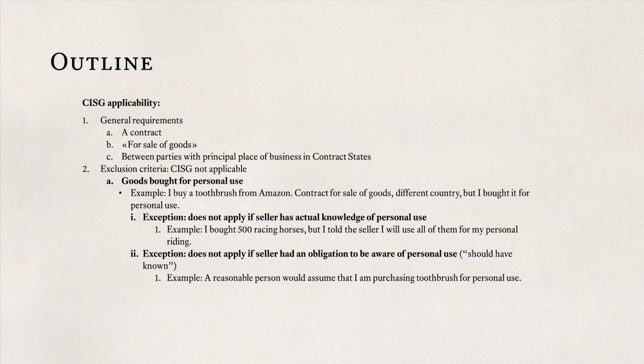Your lecturers will usually try to use vivid examples during their lectures in order to get you to remember different elements of a rule. And then you want to, let's just finish with this particular example. Let's say a seller should have known, for example, of the personal nature of the goods, or that the goods will be used for personal use. Well, an example there is a reasonable person in Amazon's position would have assumed that I'm purchasing a toothbrush for personal use.